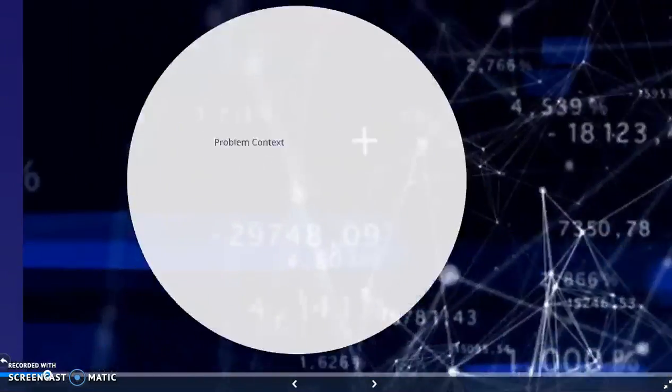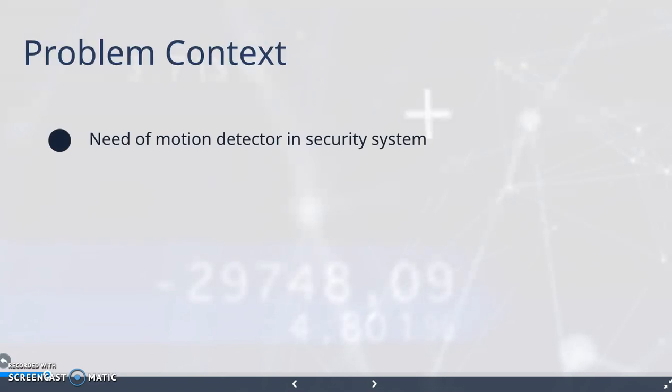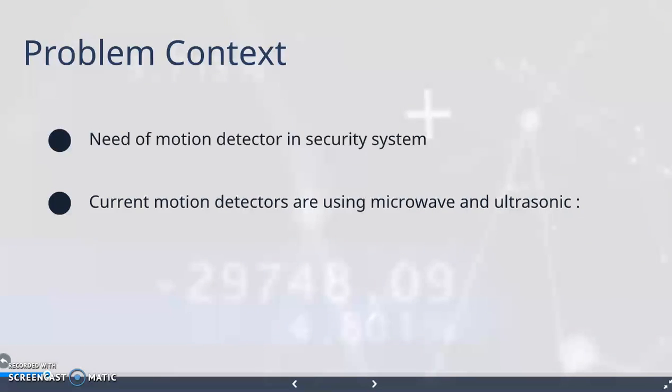Now let's get started. At the end of the 60s, the need for motion sensors was very high as people grew to use them in security systems as detectors. But the currently available options for motion sensors were using microwave and ultrasonic.